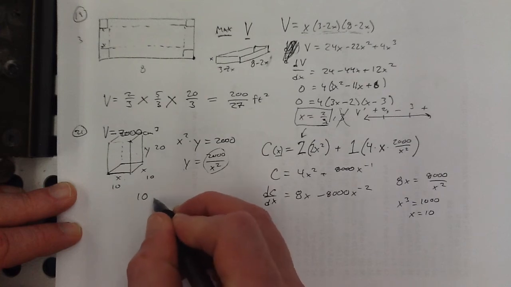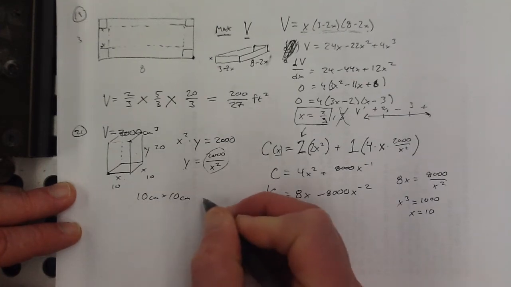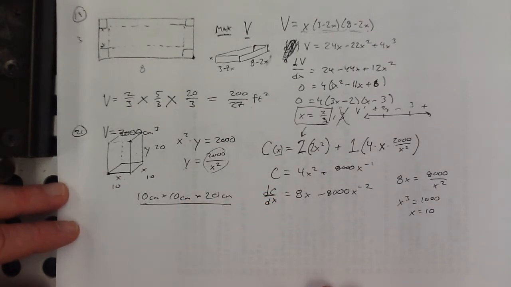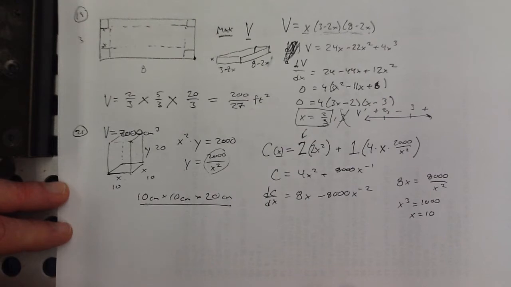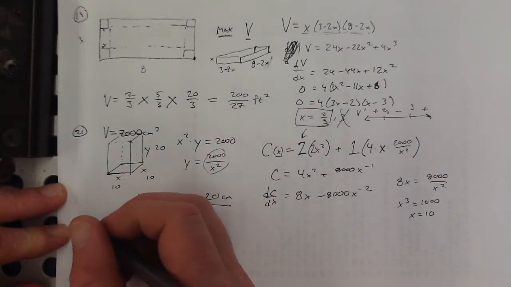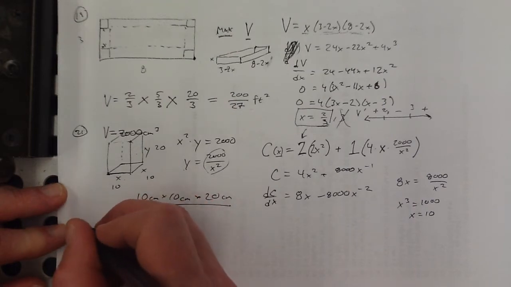So what are the dimensions? 10 centimeters by 10 centimeters by 20 centimeters. That's my dimensions. All right. Next, 47.